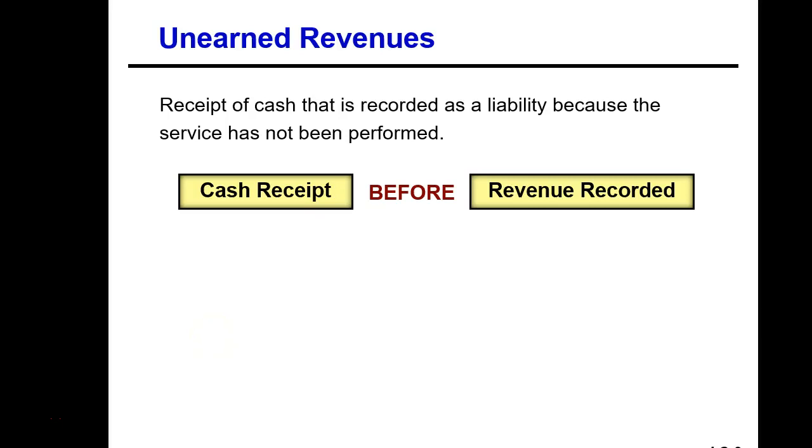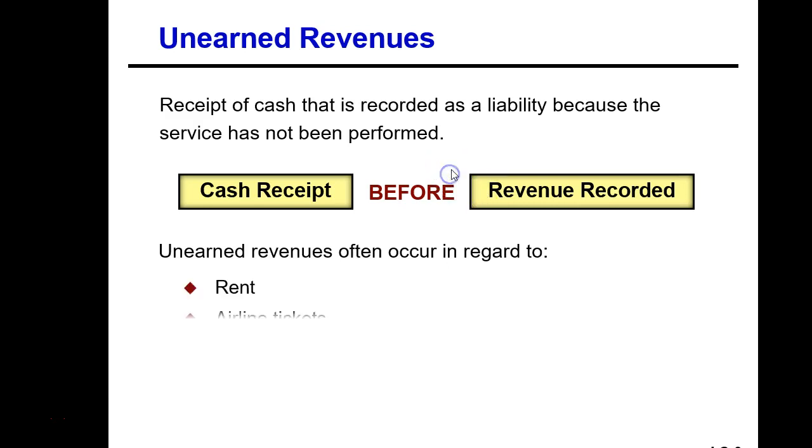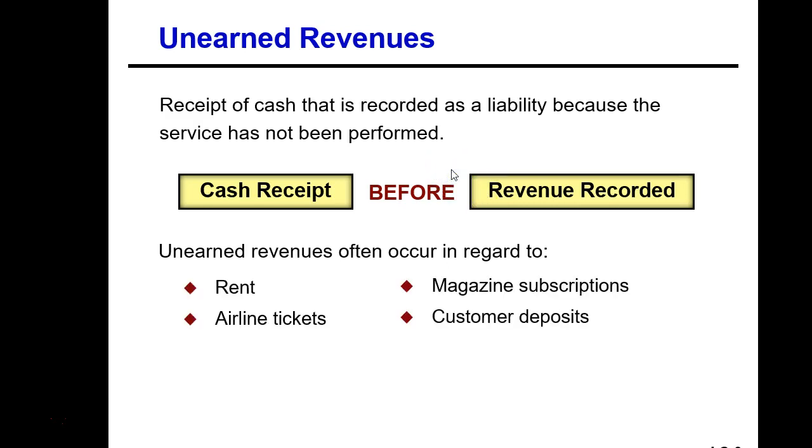Our next category of adjustments are referred to as unearned revenue adjustments. Perhaps you're saying, what is unearned revenue? This means that cash has been received before the revenue has been earned. Again, it means cash has been received before the revenue has actually been earned.